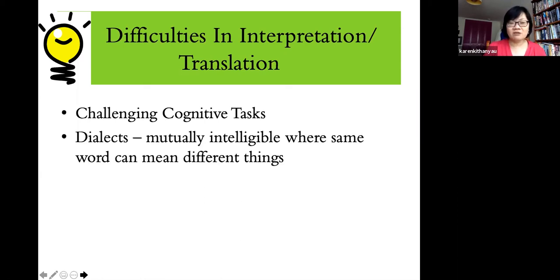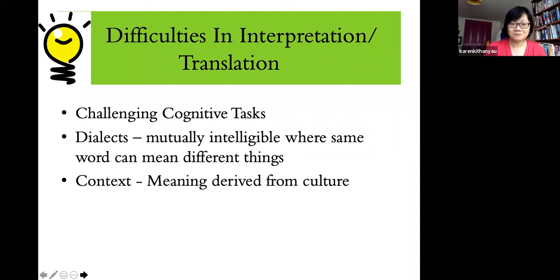There are going to be difficulties in understanding dialects, even when they are mutually intelligible, right? The same word can have different meanings in different cultures, and vice versa, where different words could actually mean the same thing depending on the culture. It's going to be dependent on the cultural context. Different idioms or euphemisms are going to have different meanings depending on the culture.